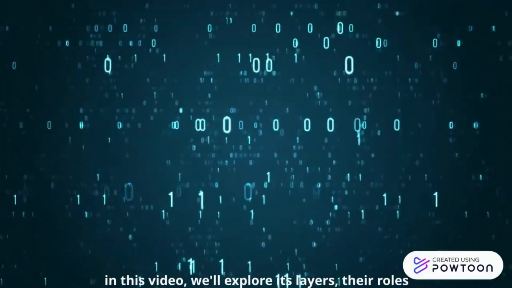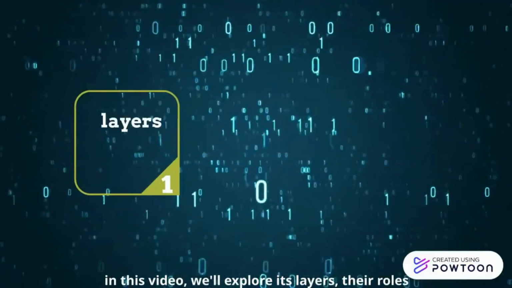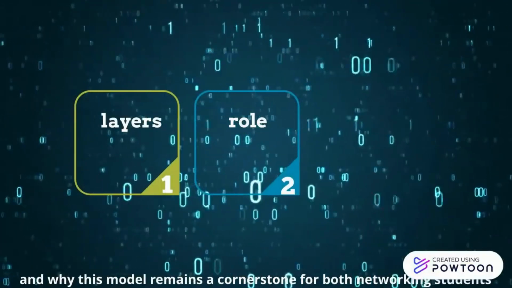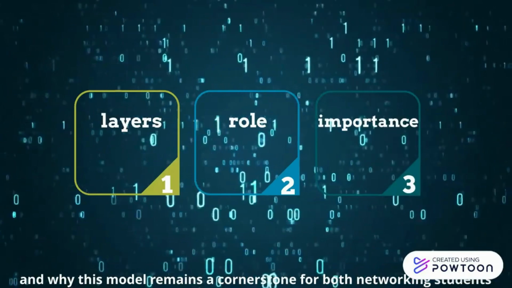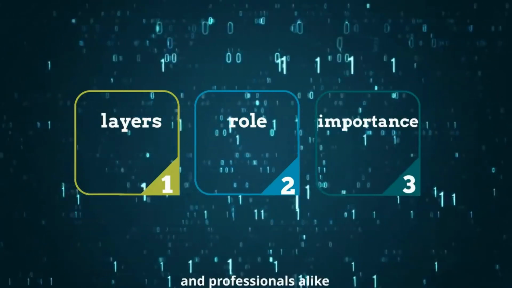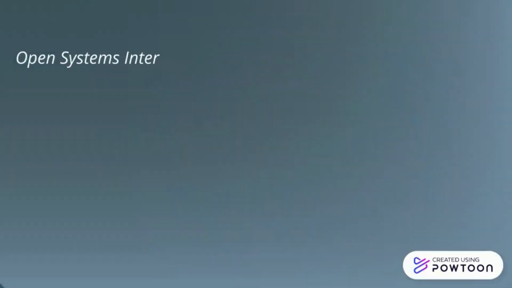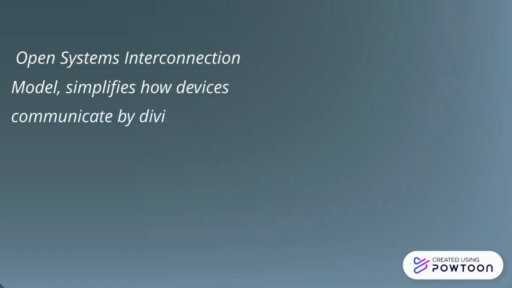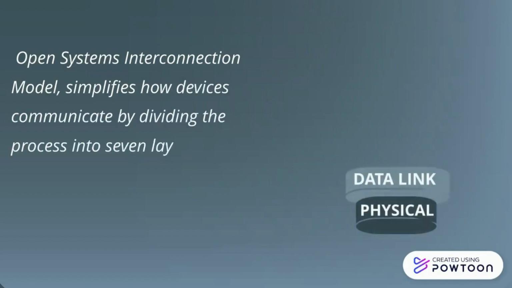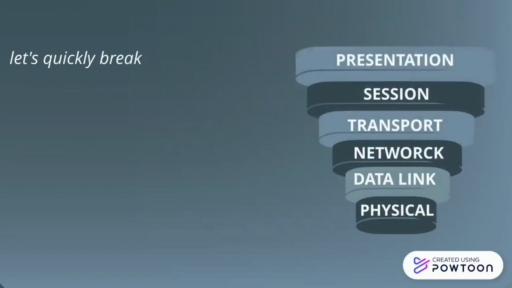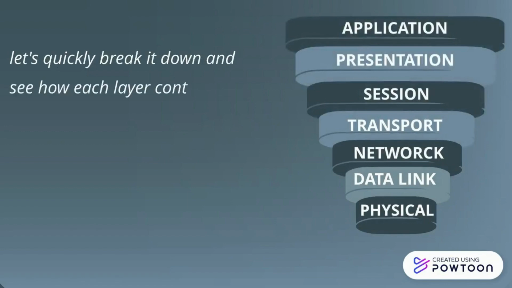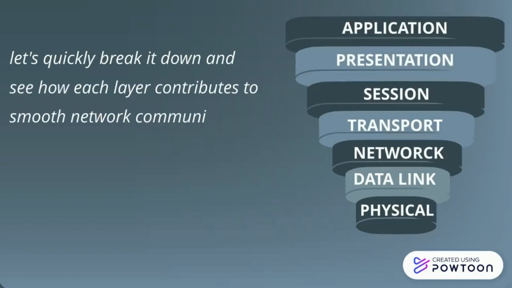In this video, we'll explore its layers, their roles, and why this model remains a cornerstone for both networking students and professionals alike. The OSI model, or Open Systems Interconnection Model, simplifies how devices communicate by dividing the process into 7 layers. Let's quickly break it down and see how each layer contributes to smooth network communication.